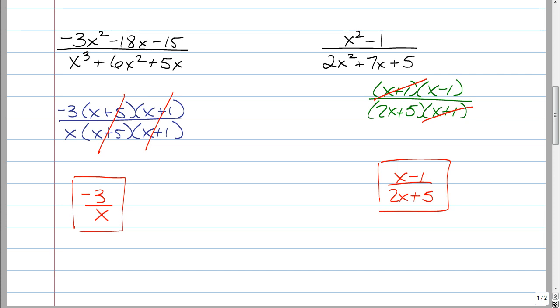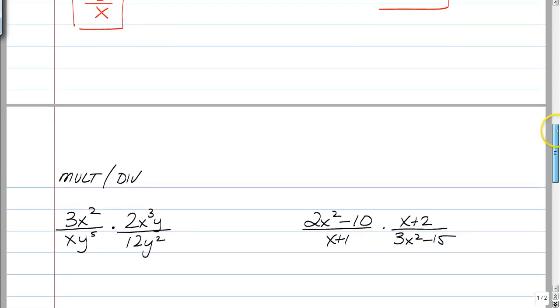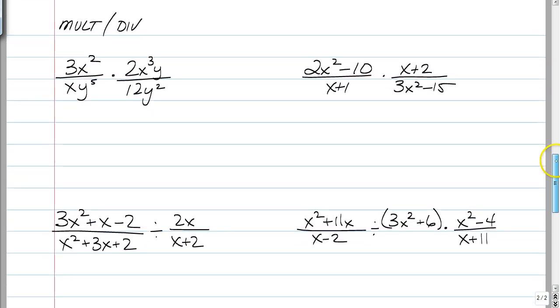In the second one, the top was the difference of 2 squares, so you get your x plus 1 and x minus 1. The bottom is splitting the middle term, or Batman, whatever you prefer, and you would get your 2x plus 5 and your x plus 1. Your x plus 1's cancel, so you are left with x minus 1 over 2x plus 5, and you're good to go. So that's just simplifying rational functions. We're going to take it a step further by going to multiplying and dividing.